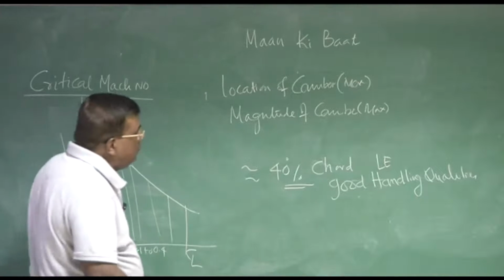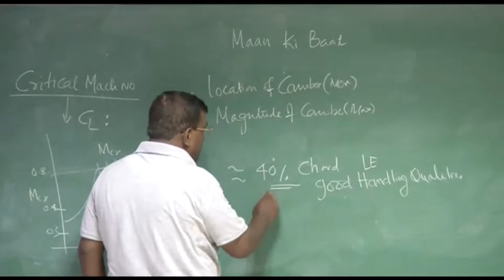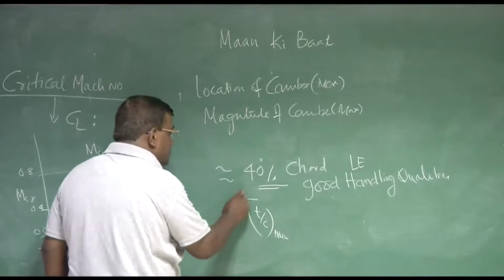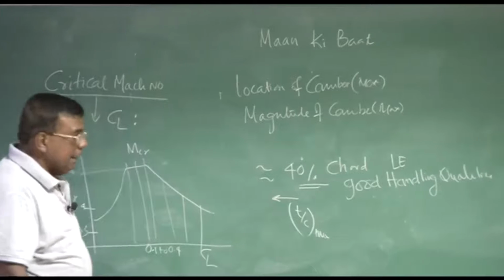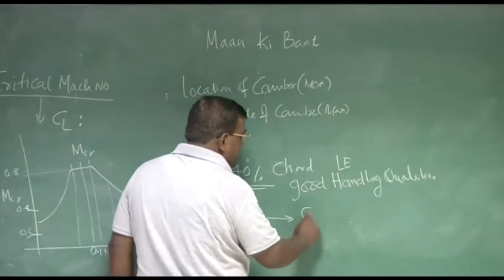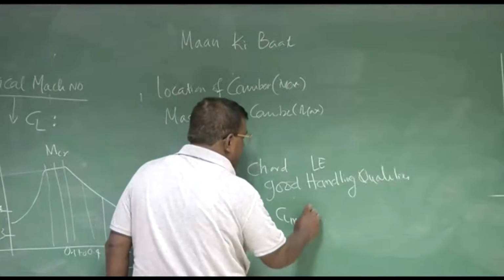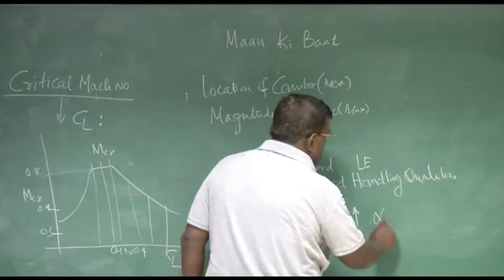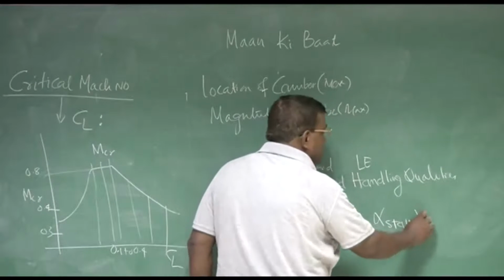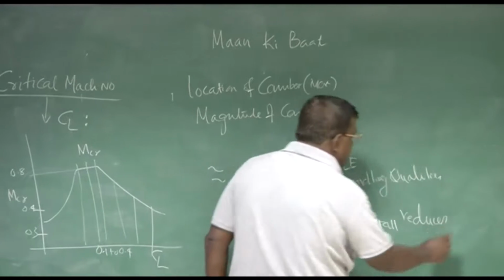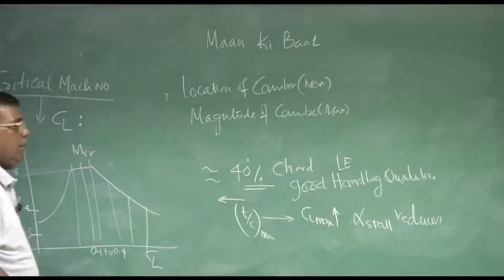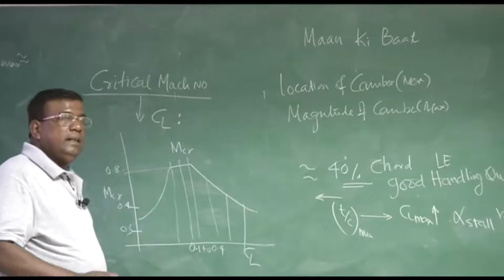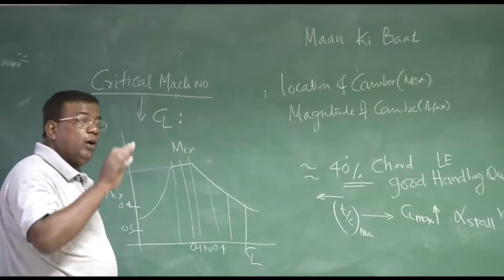What happens if you move this location of t/c max forward toward the leading edge? Yes, it indeed increases your CL max, partially. However, your stalling angle, alpha stall, reduces very fast. And so, if you keep taking t/c maximum forward and forward, you will find there is a tendency of the wing to stall abruptly.